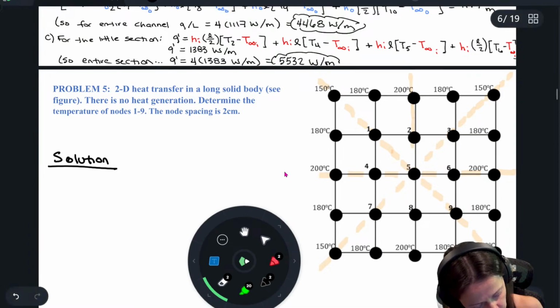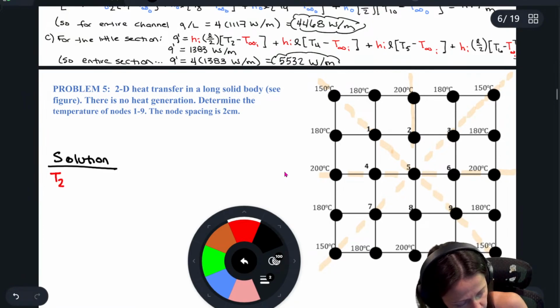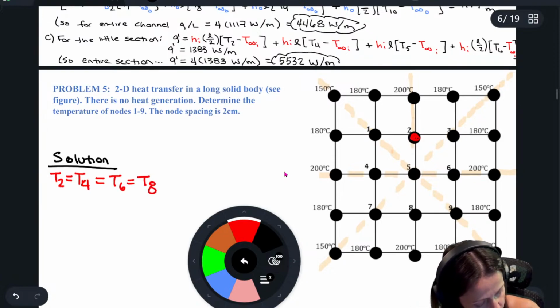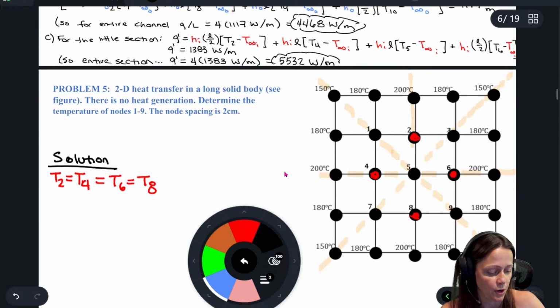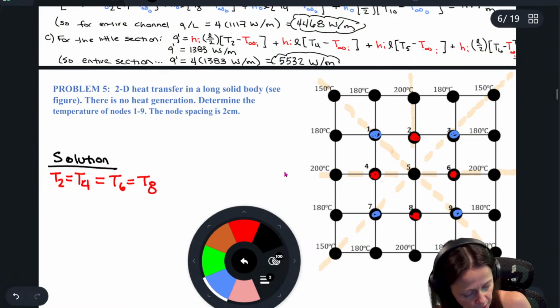Just so it's really obvious, I'll write in order T4, T6, T8. So T4, T6, T8. And then I could make a similar argument that, well, this guy and this guy, this guy and this guy, right? You can see that those are going to be equal to one another.